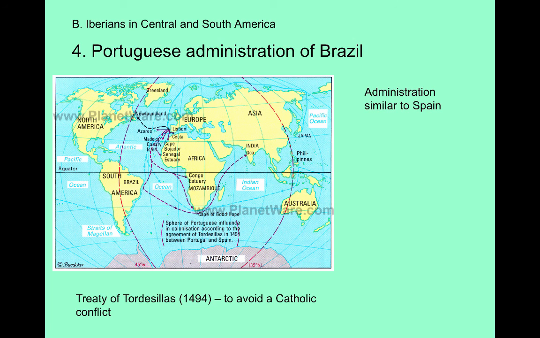The Portuguese will run Brazil very similar to what we saw on the previous slide to the Spanish. The Portuguese king will send a viceroy to the New World, and he will be in charge of running Brazil for the Portuguese crown.